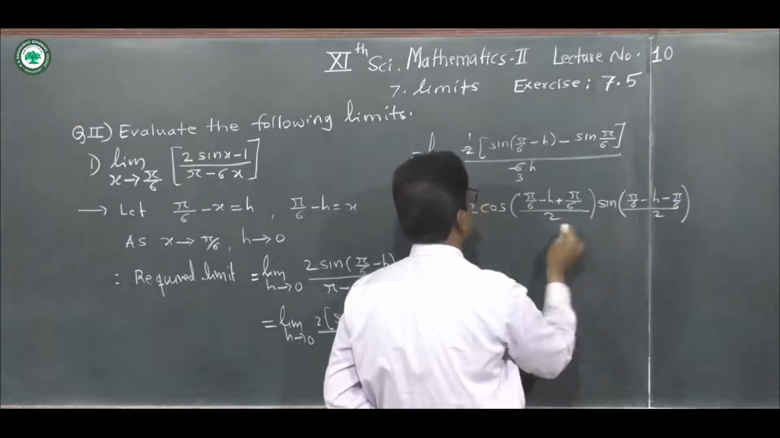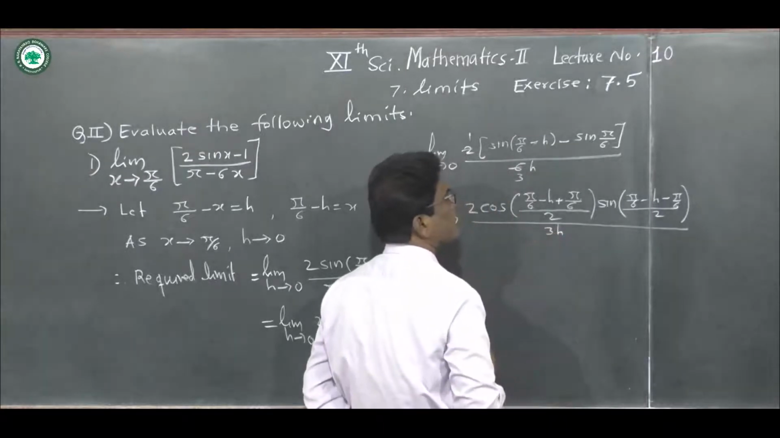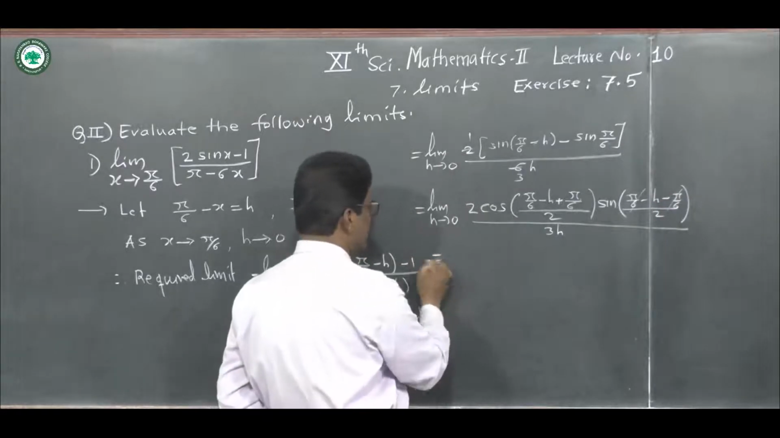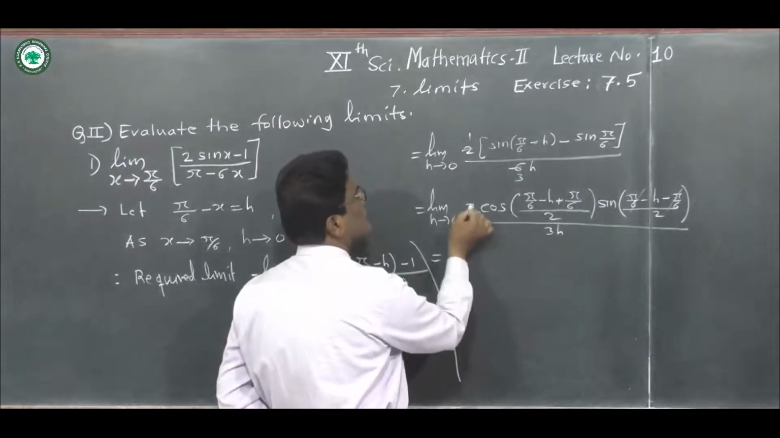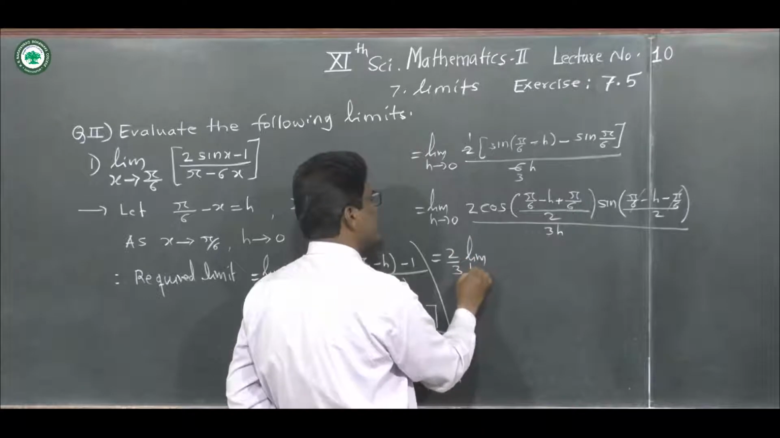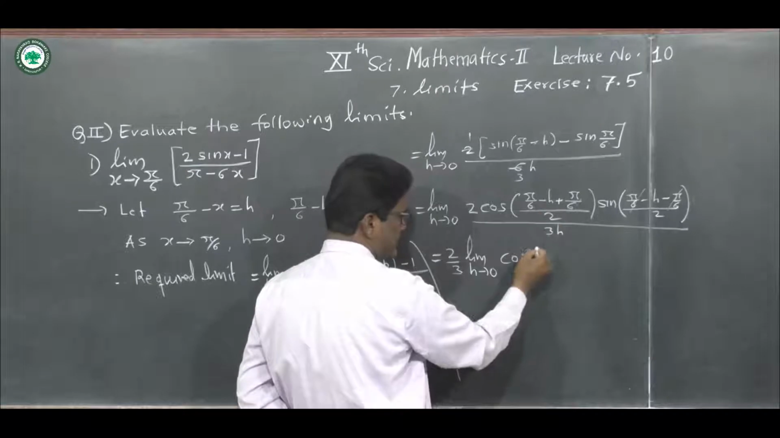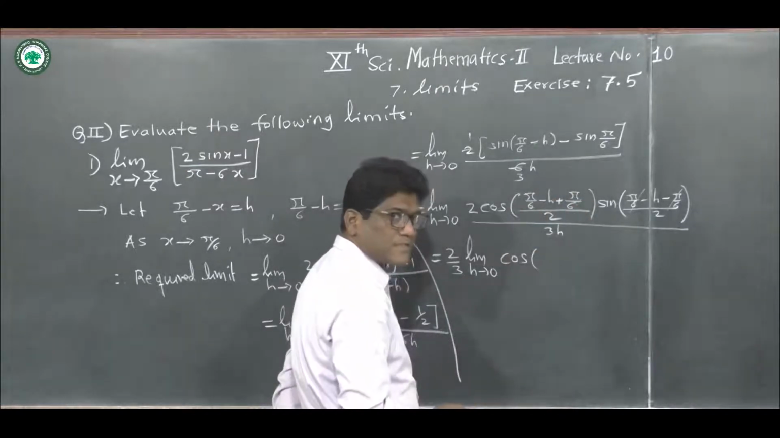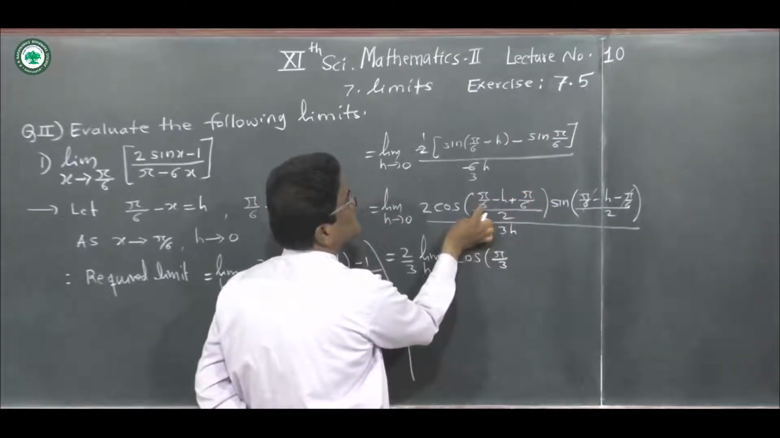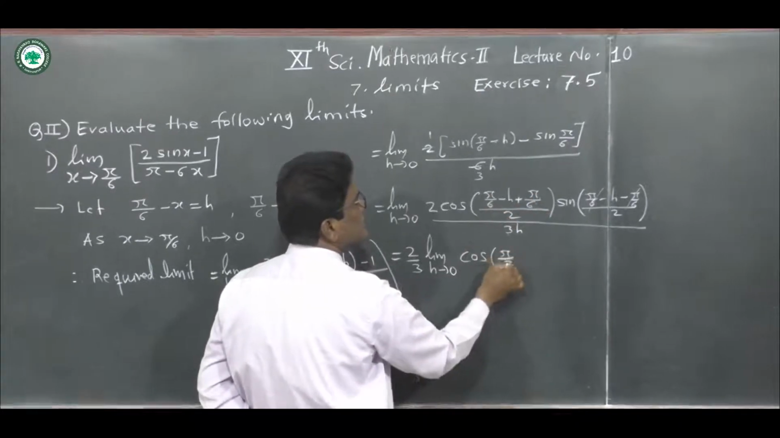Okay, now in this, the total is divided by 3h. Now this plus pi by 6 and minus pi by 6 get cancelled. So it is equal to, this 2 and 3 are constants, take them outside the limit, so 2 upon 3, limit as h tends to 0 of cos of, now this pi by 6 and pi by 6 means this 30 degrees and 30 degrees, that is 60 degrees. 60 degrees means pi by 3. This pi by 6 plus pi by 6, here 6 is the denominator, pi plus pi is 2 pi upon 6. So 2 threes are 6, so it is pi by 3.